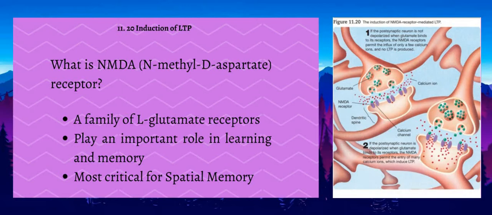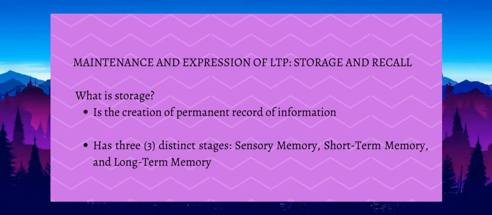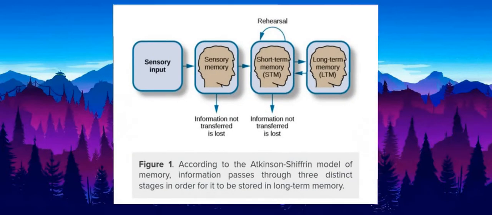Now, yun lang naman. So, we will go to the maintenance and expression of LTP, storage and recall. So again, before we go on, let's reiterate what is storage and what is recall or retrieval. Storage refers to how, where, how much, and how long encoded information is retained in our memory system. And in order for our memory to go into storage, it has to pass through 3 distinct stages, like the figure you are seeing now.